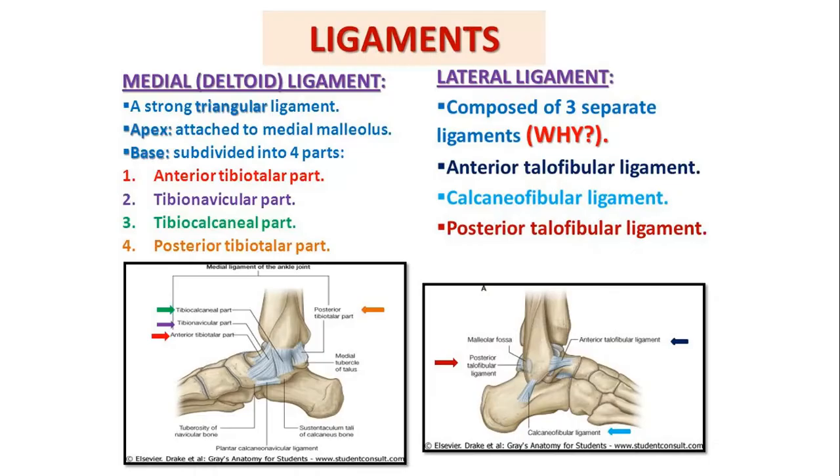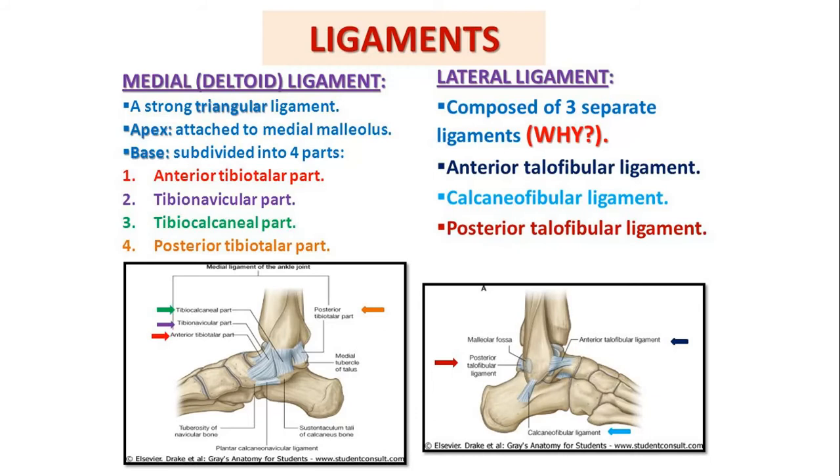Ligaments which will support this joint: some are on the medial side and some on the lateral side, and these must be very strong ligaments so that the joint does not dislocate during movements. As you know very well, we use this joint in walking, very much in walking, so these ligaments should be very strong.